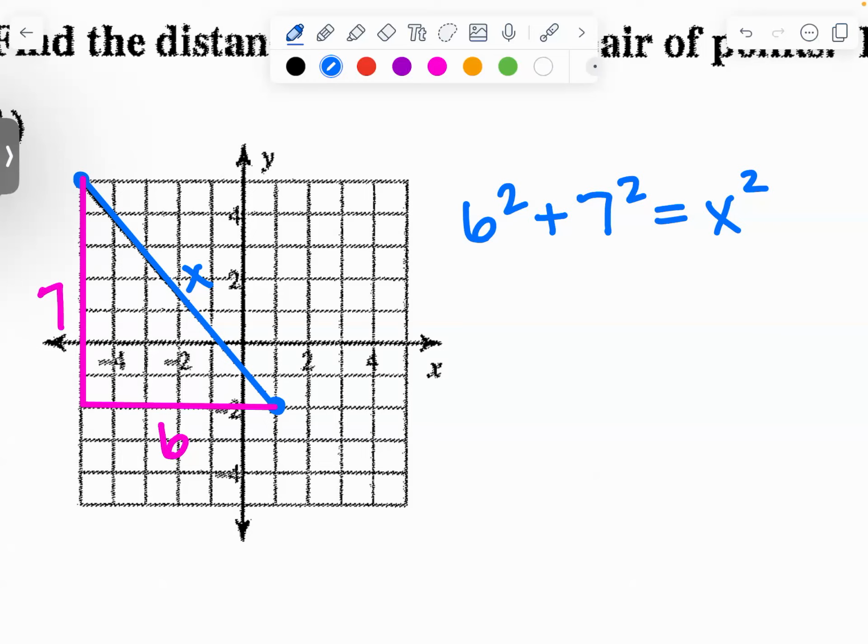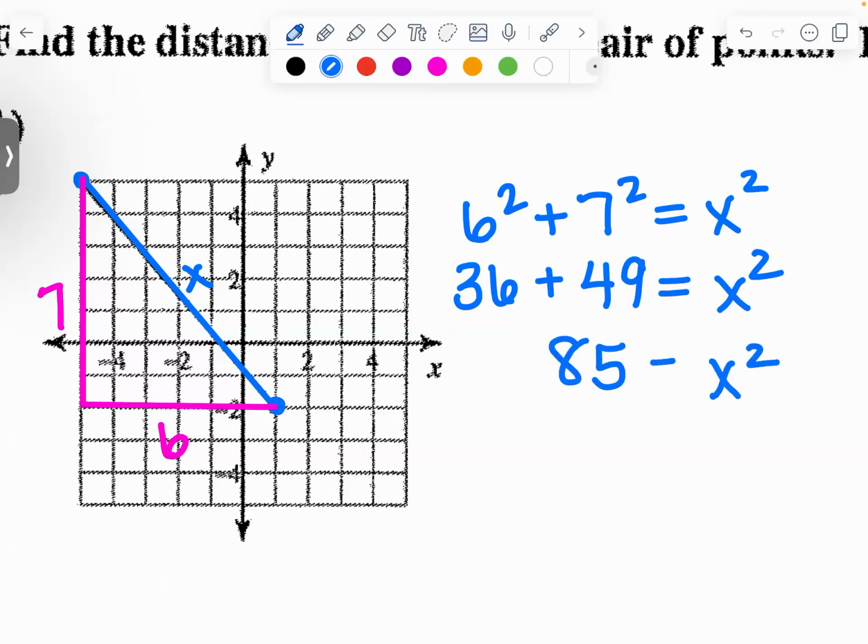What do we got, Kanaya? So 6, is it 6 squared? Yep. Equals 36. Okay, and Kanaya, when you add those together, what do we get? 85. Is Kanaya correct? Yes.